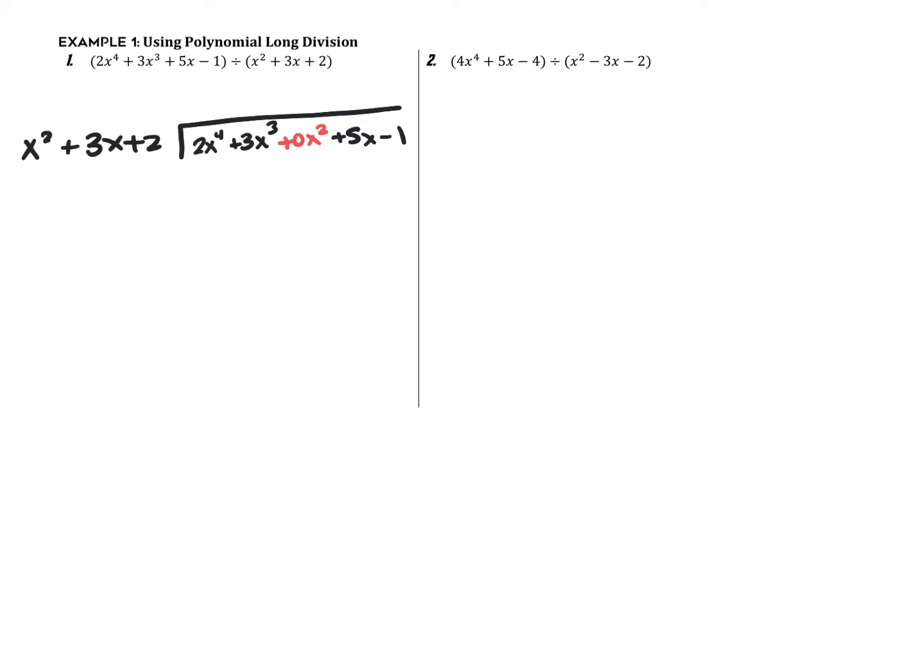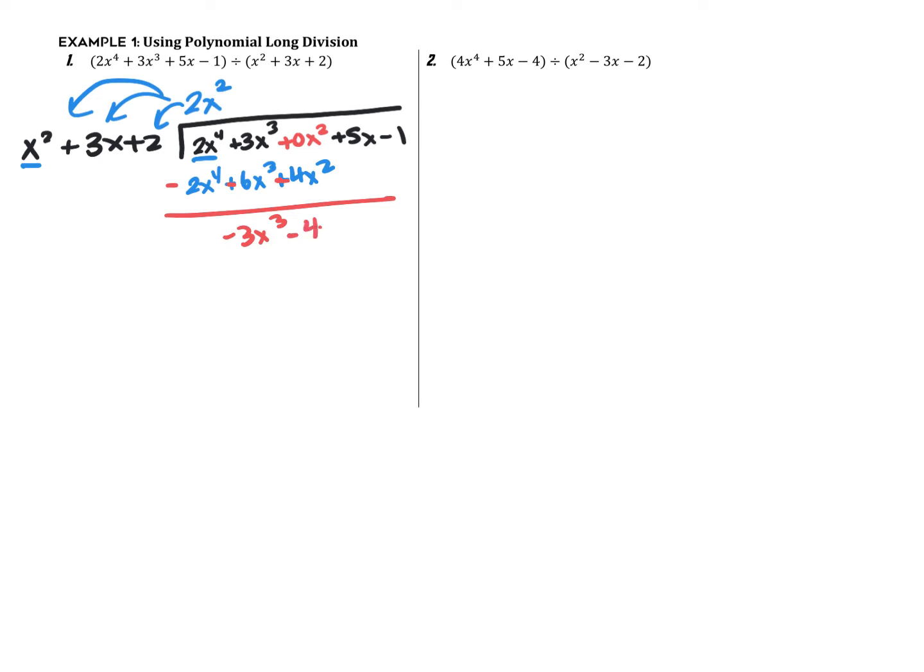I'm asking myself now, what do I need to multiply x squared by to make it look like 2x to the fourth? Well, I need a 2, and I need 2 more x's. So, 2x squared. And if I multiply that by each of these 3 terms, I'm going to get 2x to the fourth plus 6x cubed plus 4x squared. Then I'm going to subtract, so I'm going to change the sign on everything. That's going to give me 0 minus 3x cubed minus 4x squared, and I'm going to go ahead and bring down my 5x and my negative 1.